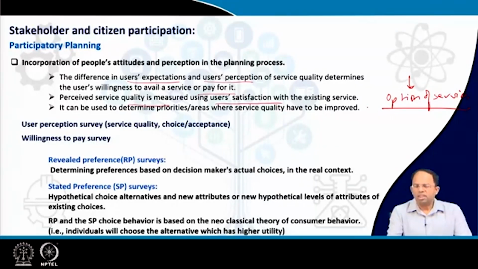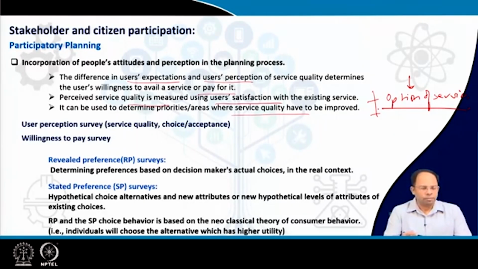So, both these techniques, determining user satisfaction or taking their opinion about which option to be provided, could be utilized to determine relative priorities, or rather areas where service quality has to be improved. Both of these can help us in determining relative priorities among the different options or among the different services.